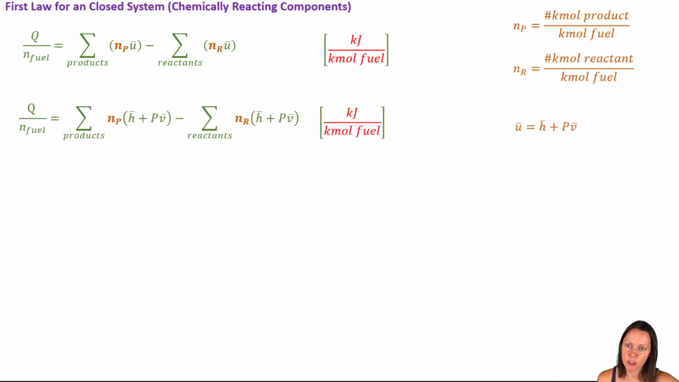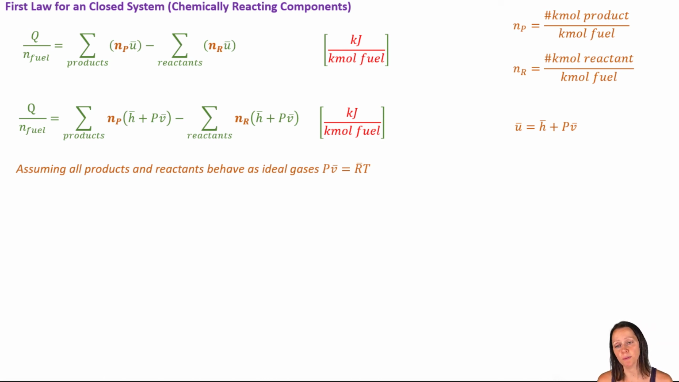Now I'm going to replace that U bar by its definition. Just like U equals H plus PV, I can say U bar is equal to H bar plus P V bar, and that V bar is the specific volume on a per mole basis, so it would be meters cubed per kilomole. I've done that now. The other thing I'm going to do is assume that my products and reactants behave as ideal gases, and that's something we often do.